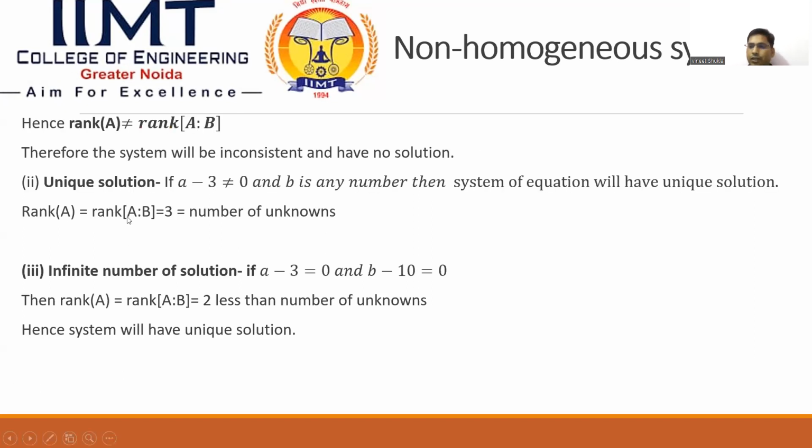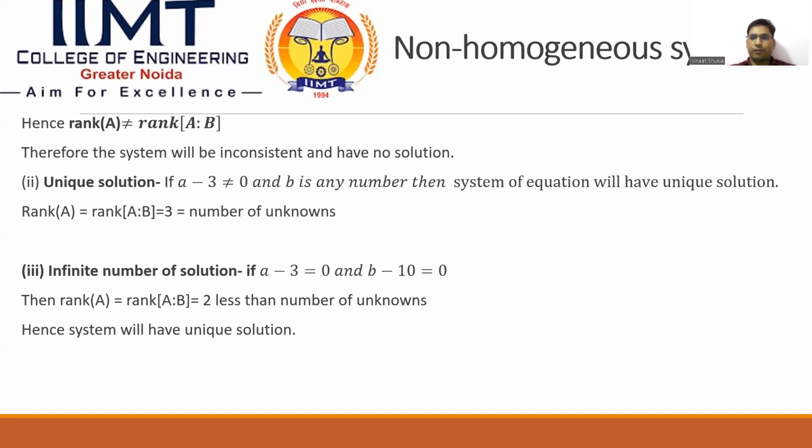Now, for a unique solution, if A minus 3 is not equal to 0, that is A is not equal to 3, and B is any number, the rank of A equals 3 and the rank of the augmented matrix is also 3, which equals the number of unknowns. Therefore, the system will have a unique solution in this case. That is, for a unique solution, A must not equal 3 and B is any number.